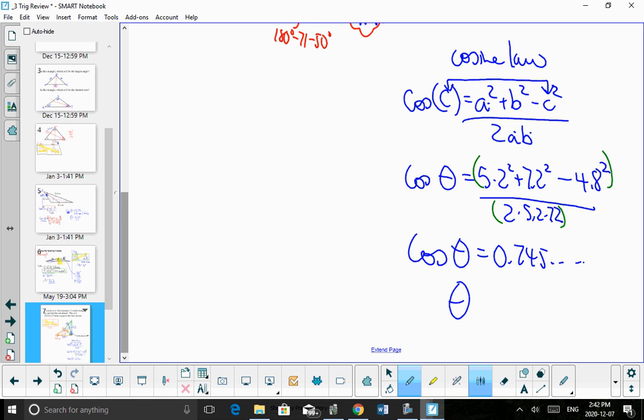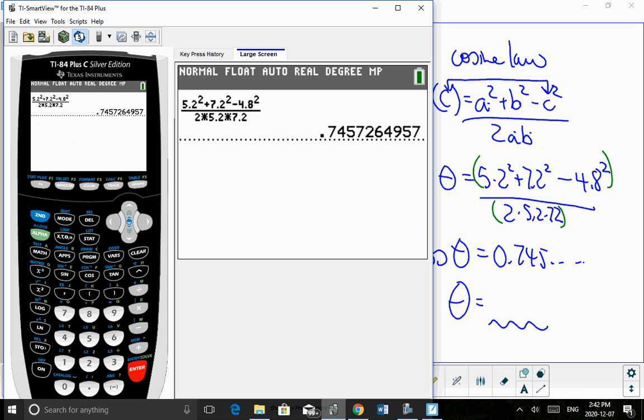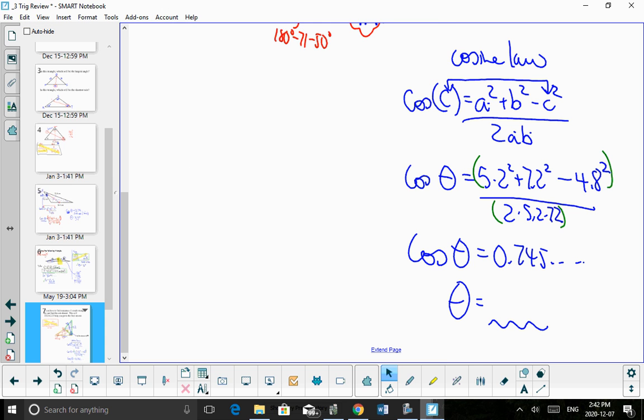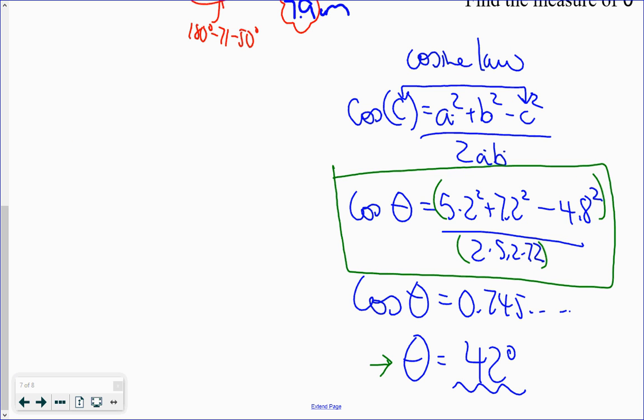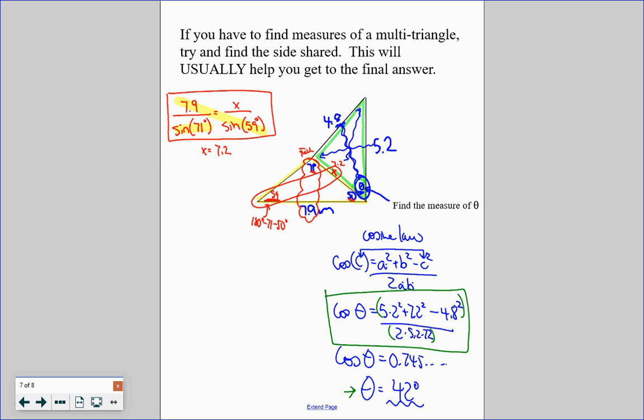You want just plain old theta. So on my calculator, how do I find the angle? Second cos ANS. And I get out 42 degrees. So in terms of setup, this is what I'd want to see. And then again, the answer right here. So on this question, again, I'd want to see this setup and this answer, this setup and this answer.